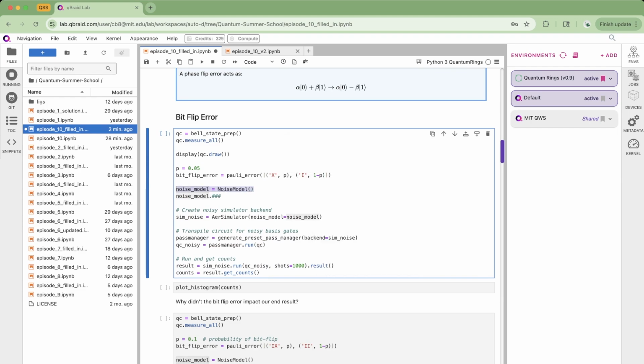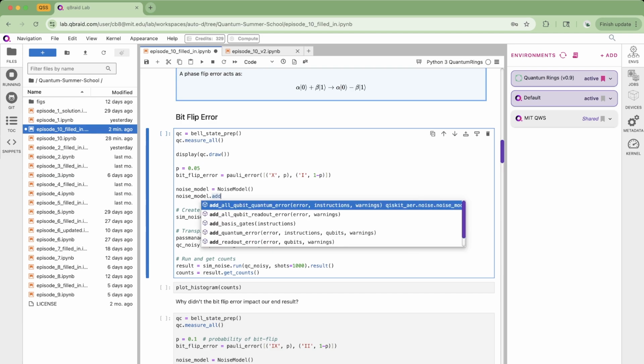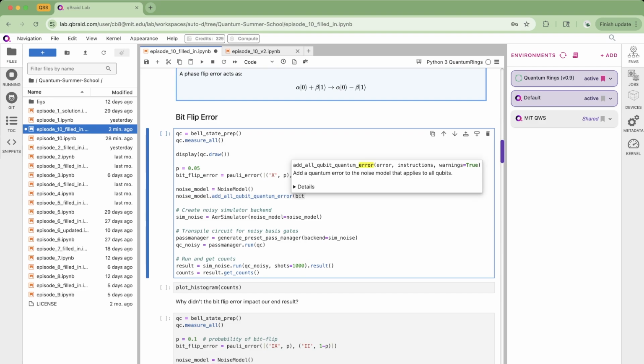Then we're going to make a noise model, and we're going to add an all-qubit quantum error, and we're going to add our bit flip error. And then we have to specify which instructions we want it on. So let's say we want it to happen every time we apply a Hadamard gate. Remember, that's a key ingredient in the Bell state preparation. Then we're going to create a noisy simulator backend with our noise model. We're going to transpile the circuit, and then finally we're going to run the noisy circuit and get our counts.